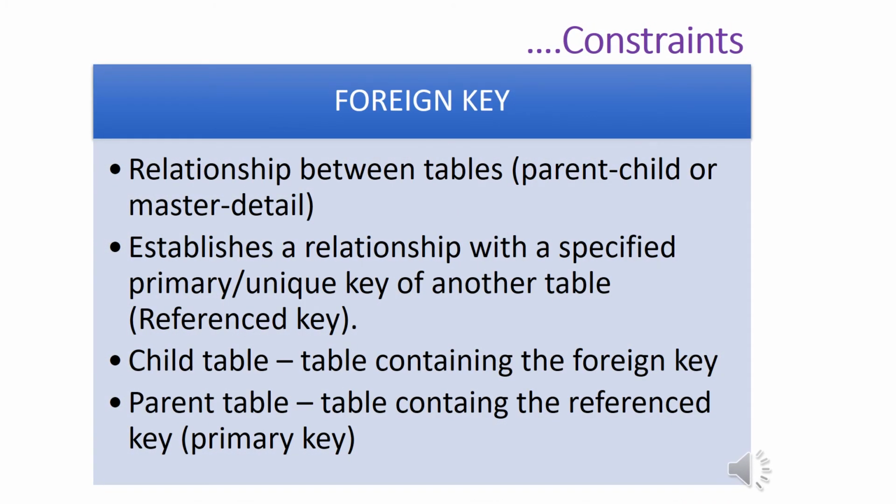The most important constraint is foreign key constraint. We can build up relationship between tables using this constraint. The tables can be in a parent-child or a master-detail relationship. It establishes a relationship with a specified primary or unique key of another table. That column will be called as referenced key. Child table is a table which contains the foreign key, and the parent table is a table containing the referenced key. The referenced key should be the primary key of the parent table.